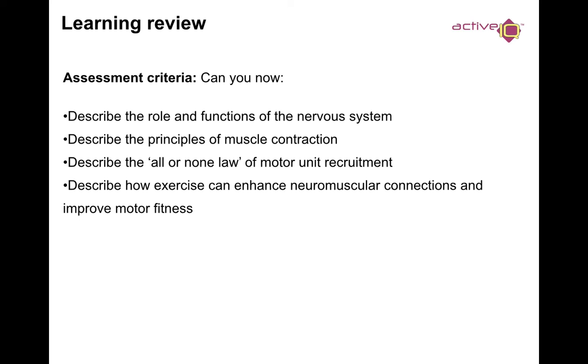All right, and that is it for today's little podcast. So you've got your learning review there. Now what you should be able to do is describe the role and functions of the nervous system. If you can't, revisit this video. If you're still having issues, write down the issues you've got, and when I come in for our revision session in 2 weeks, we can go over any areas you're still concerned about even after these podcasts. The second point, you should be able to describe the principles of muscle contraction. You should be able to describe the all or none law of motor unit recruitment. And also, you should be able to describe how exercise can enhance neuromuscular connections and improve motor fitness.